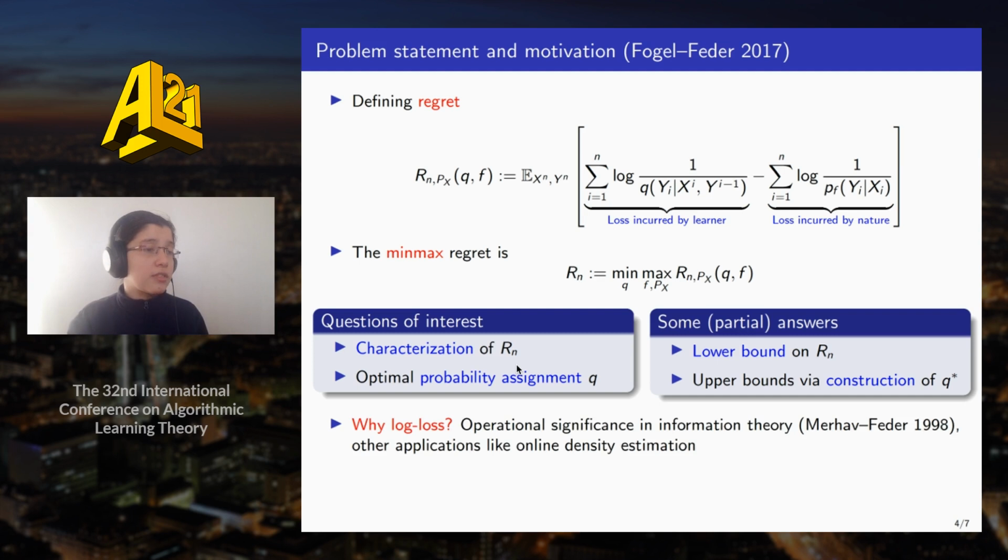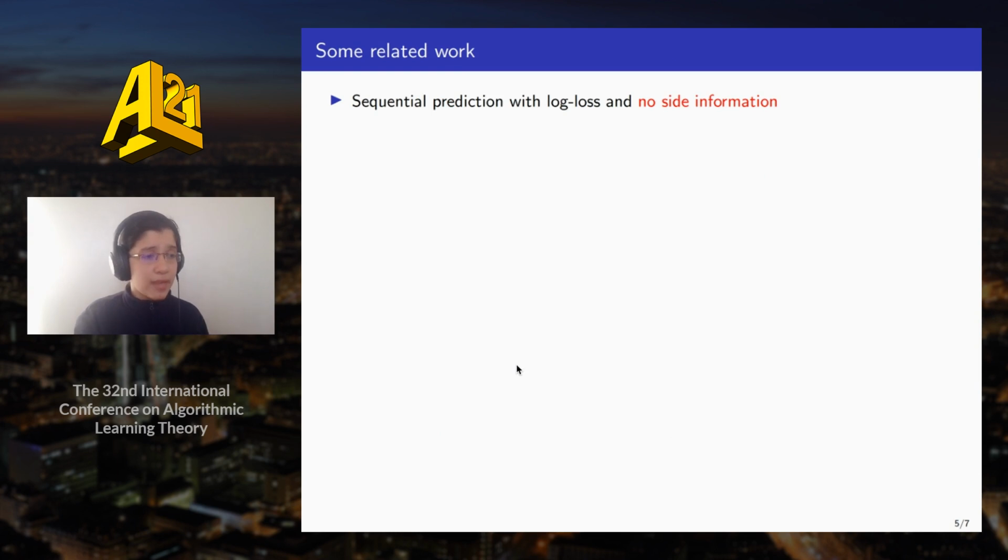So there are a few reasons why we're interested in studying this problem. First of all, the log loss is a very standard loss in information theory that has much significance operationally in problems such as compression. And this survey of Merhav and Feder provides several detailed arguments justifying the use of the log loss. Moreover, log loss also turns up in other problems such as online density estimation with the KL divergence. Right. So let's now look at some related work.